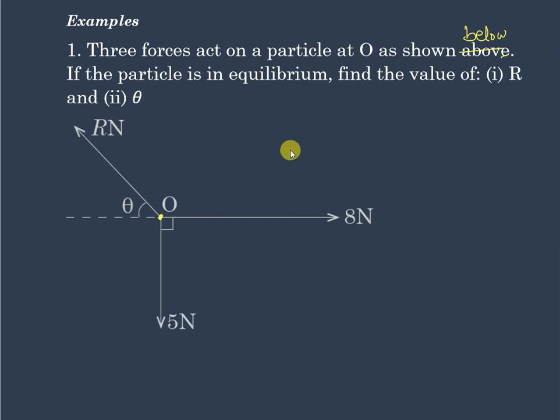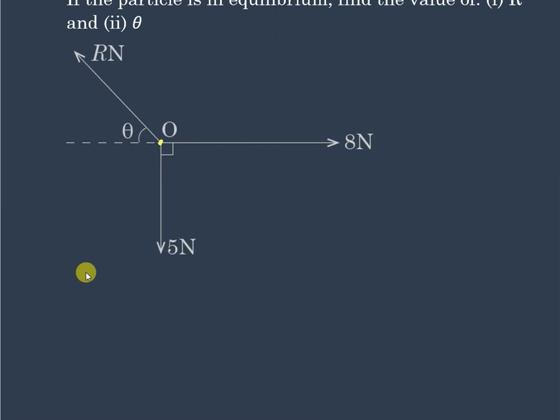So let us try to resolve the forces vertically. You are supposed to write this in when you are answering. You say that resolving vertically, the vertical component of this force r, this side is opposite to that theta. So vertically we have r times sine theta. That's the vertical component of r.